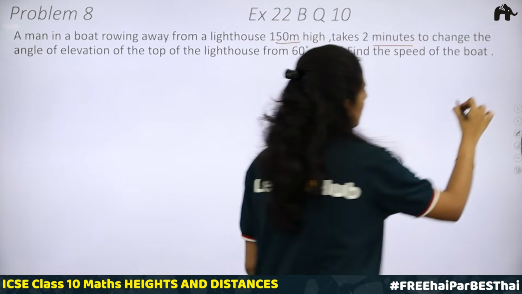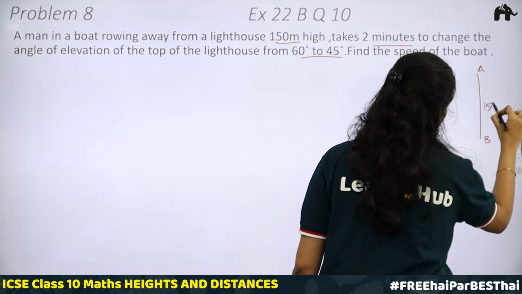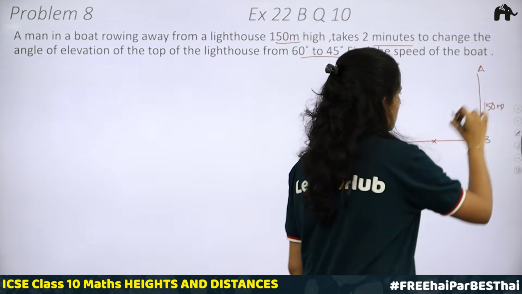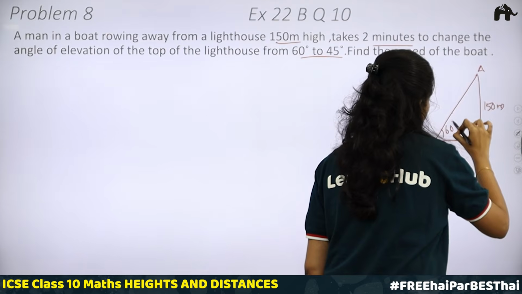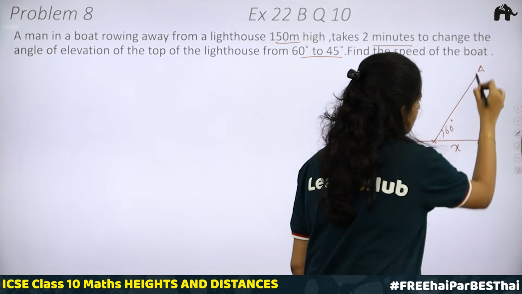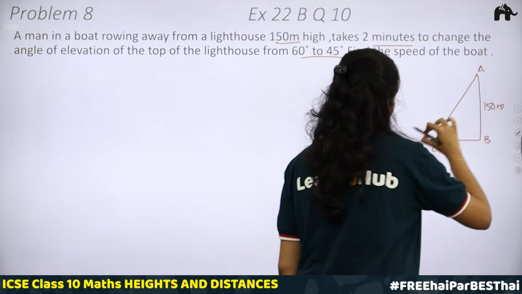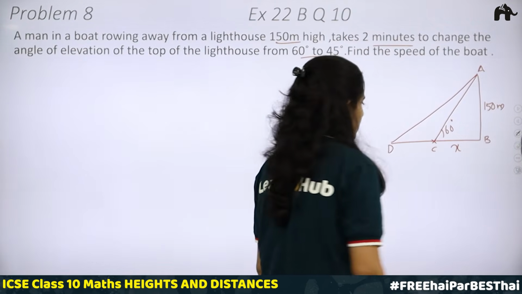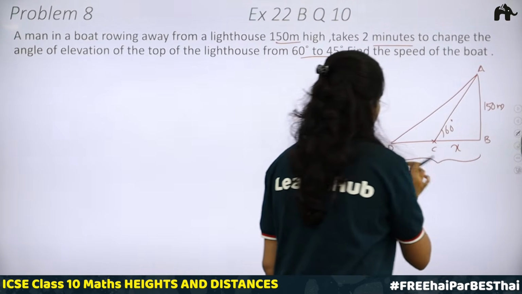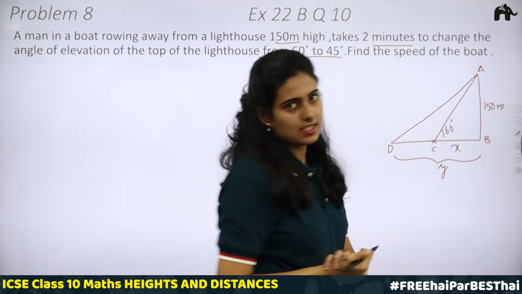So here we have a lighthouse AB of height 150 meters. Okay, this is the initial position. From the initial position, the angle of elevation is 60 degree. Let us take the initial position as C, which is at X distance from the lighthouse. In 2 minutes, what happens? The position changes to D, and let us take this total distance as Y.